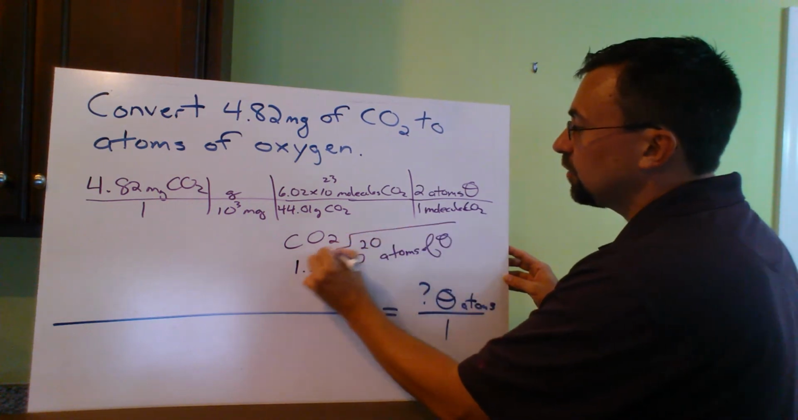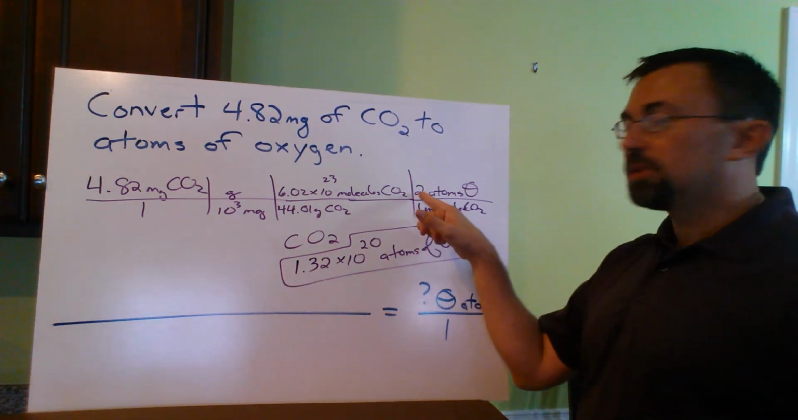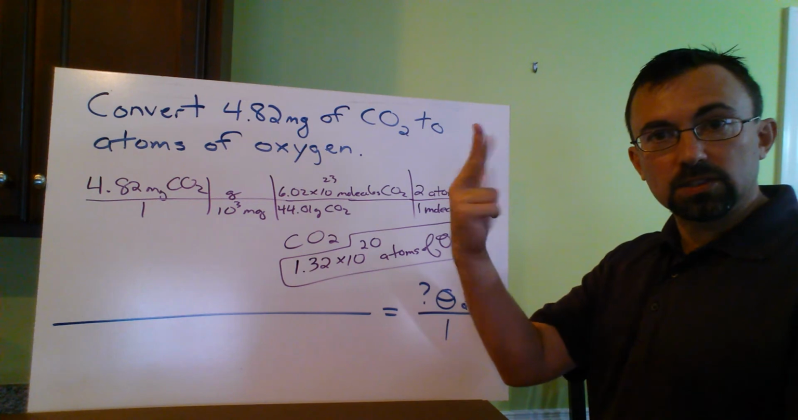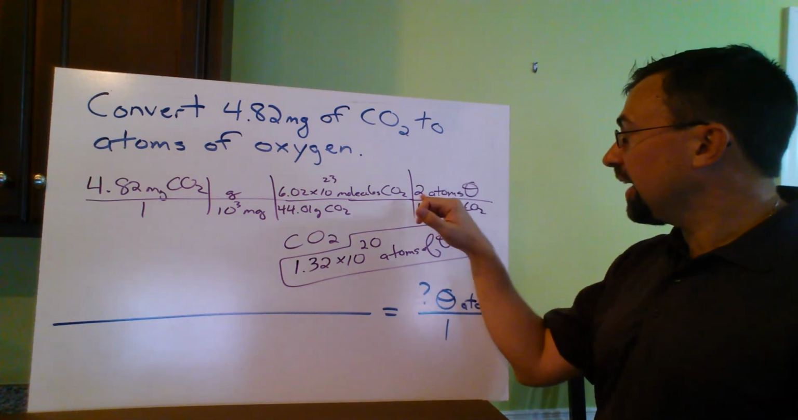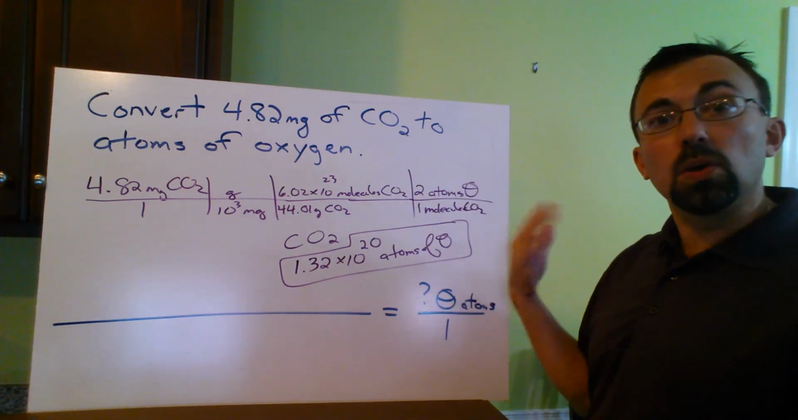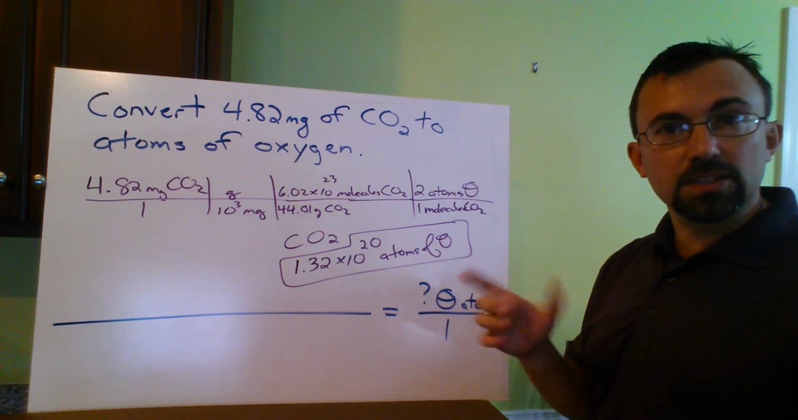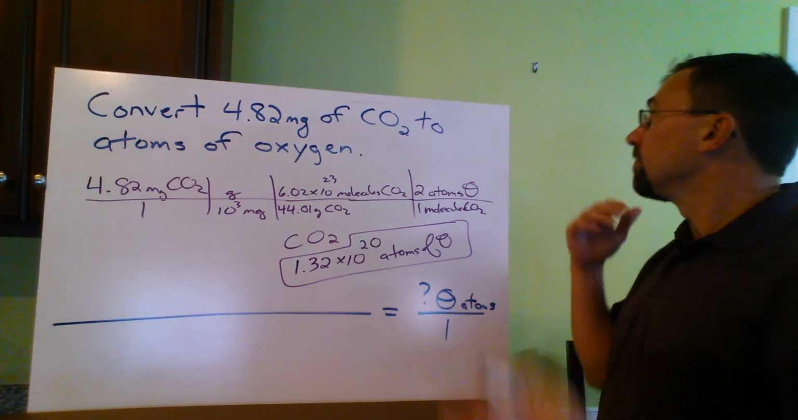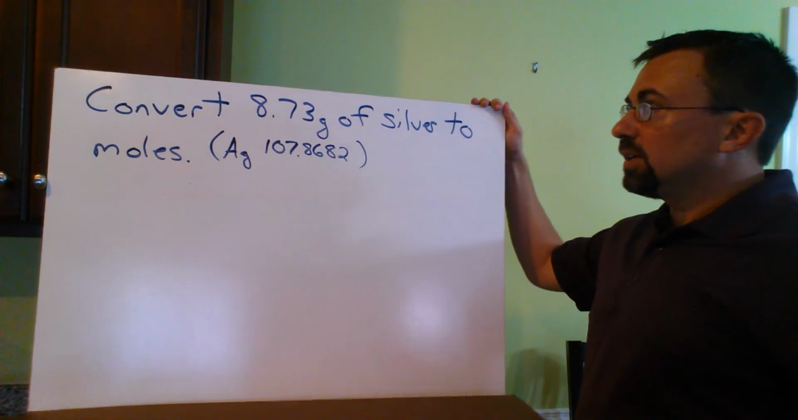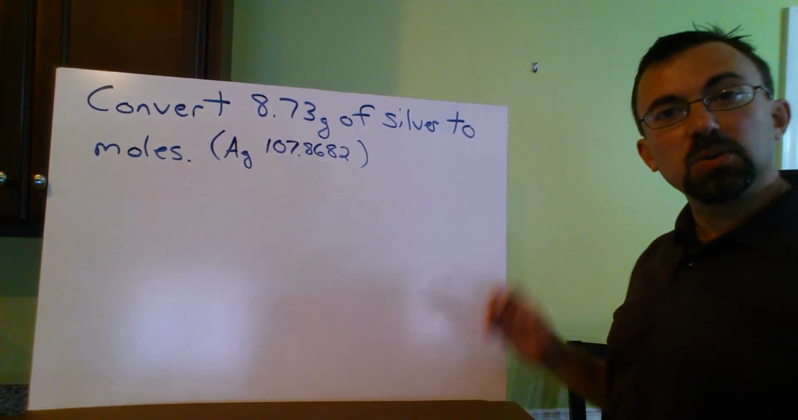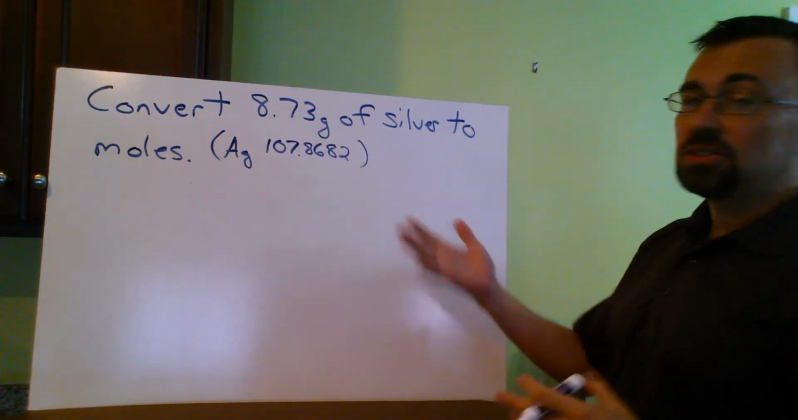Now if they had asked for total atoms, you would have put 3 here, right? Because there's 1 carbon and 2 oxygens for a total of 3. If they had put atoms of carbon, it'd be the same answer, right? Because there's 1 carbon per CO2. So there's a couple different variations on the same scheme. One more, I saved the most common for last, and it should be pretty straightforward.